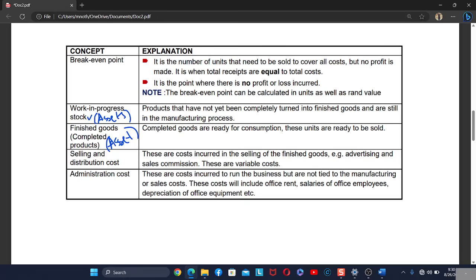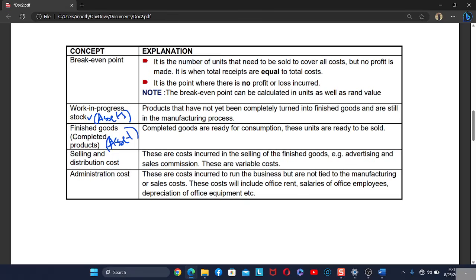And then you have the administration cost. These are the costs incurred to run the business, but are not tied to the manufacturing or the sales cost, right? So these costs will include the office rent, salaries of office employees, depreciation of the office equipment. So actually the administration here, we are just talking about all the costs that are involved in the office, right?